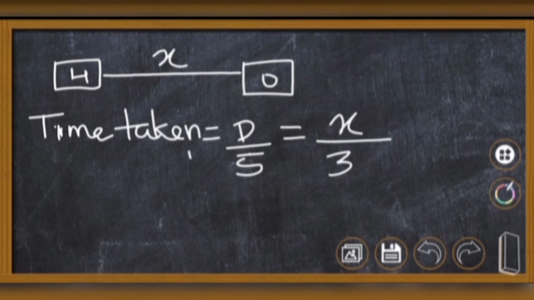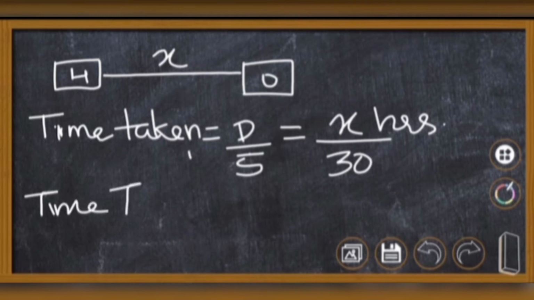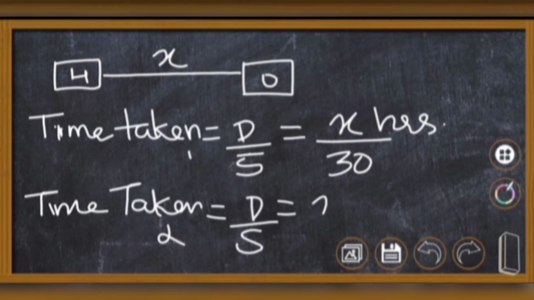Okay, time taken at speed 1 is x by 30. And what about the time taken for the second journey with the speed of 40 km per hour? It would be distance by speed, that will be x by 40 hours. Now, what is the difference between the time taken by these two journeys?